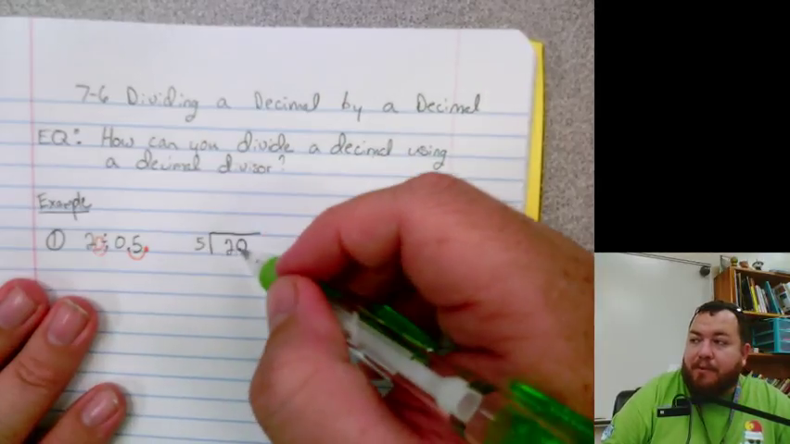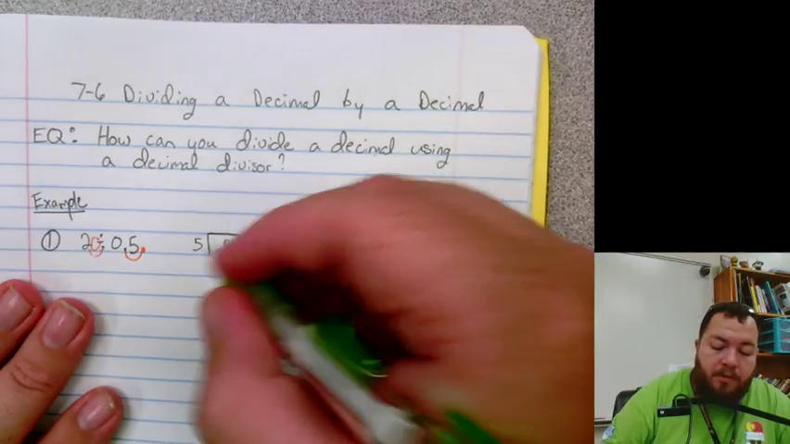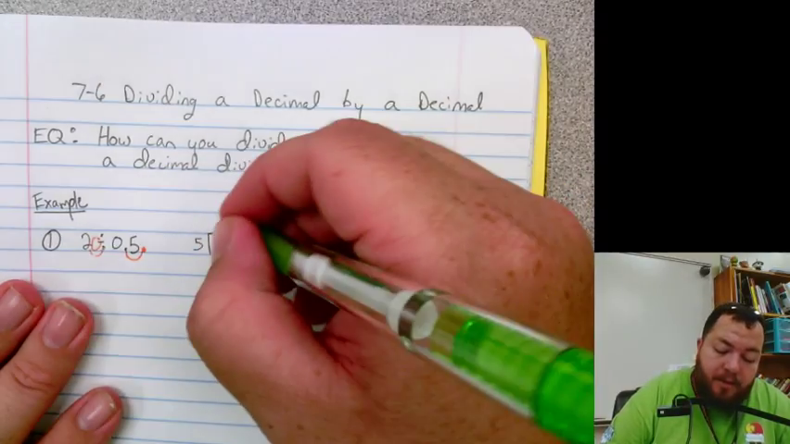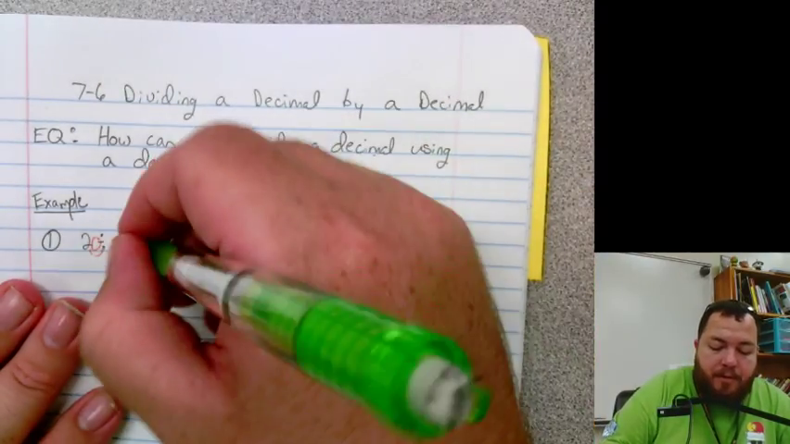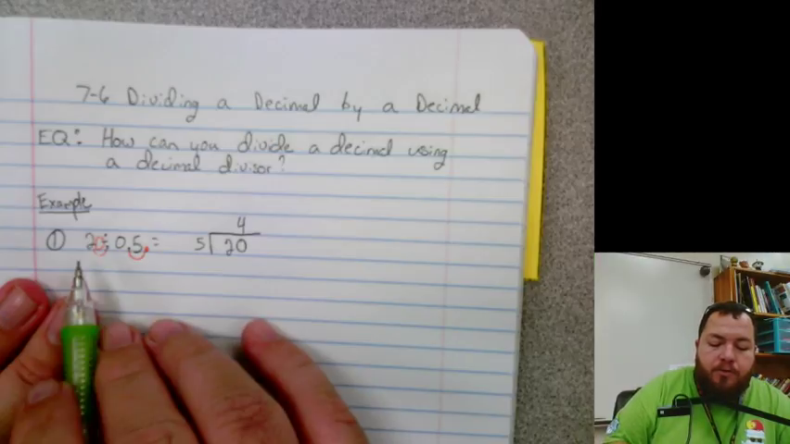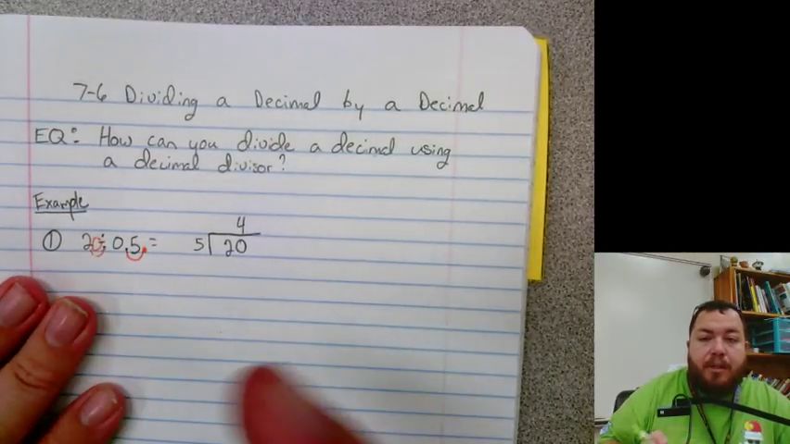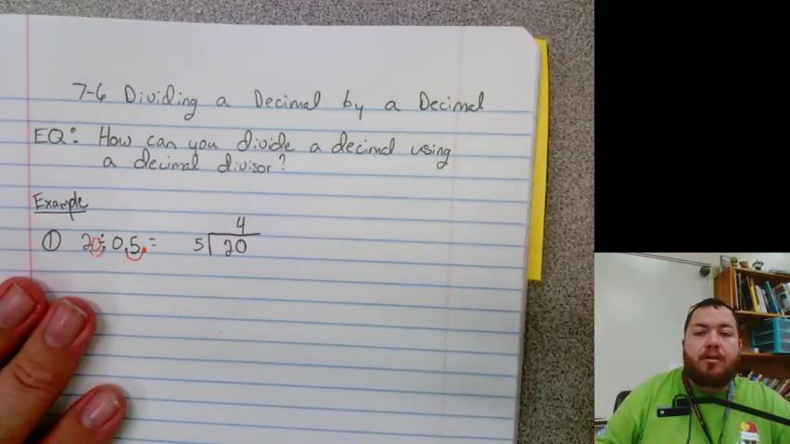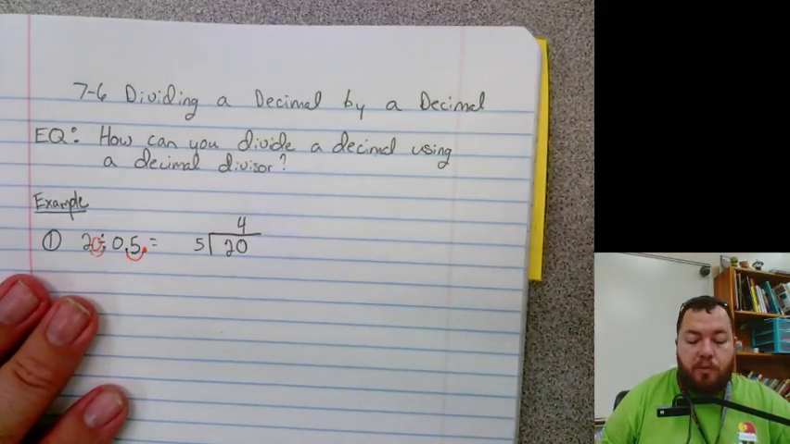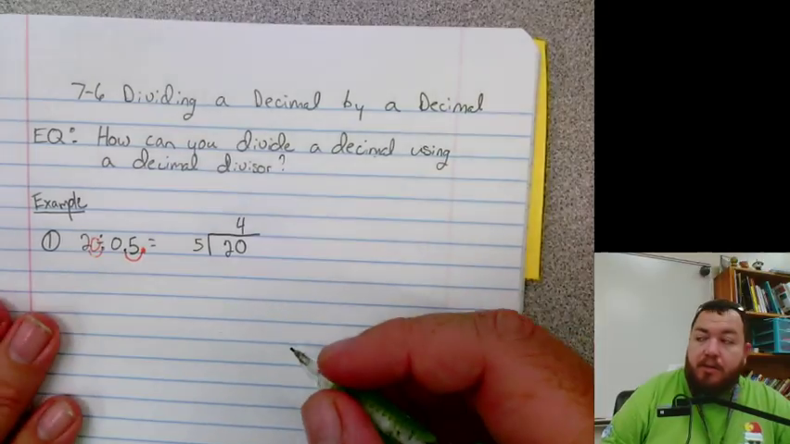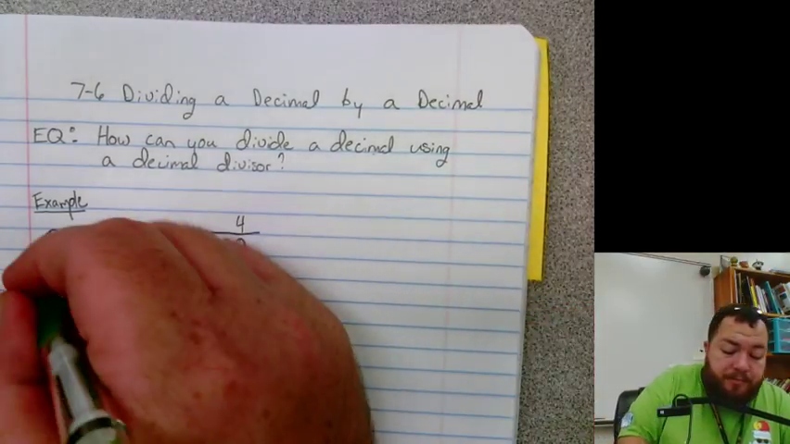And then does 5 go into 2? No. Does 5 go into 20? Yes. 4 times. So 2 divided by 5 tenths is 4. Just like if we did 5 tenths is equal to half. So 2 divided by a half is 4. Okay? So now we're going to move on to number 2.